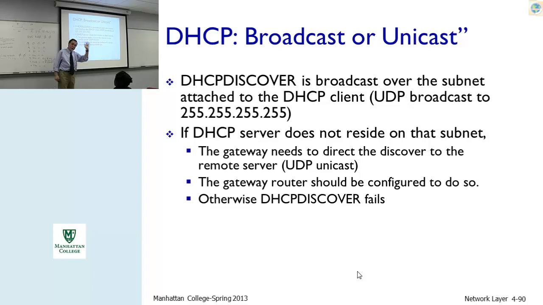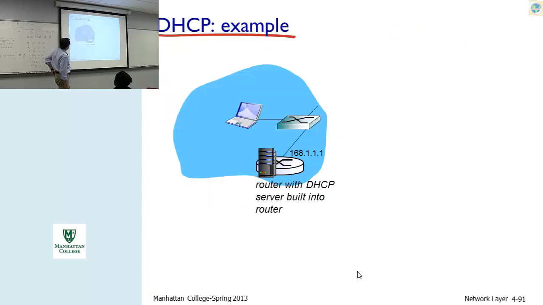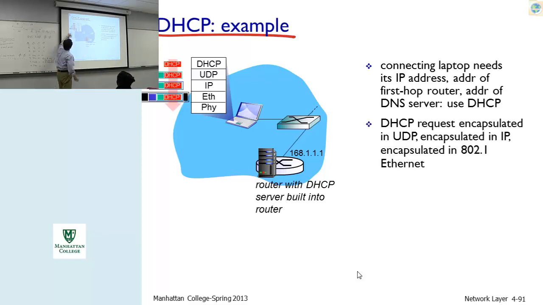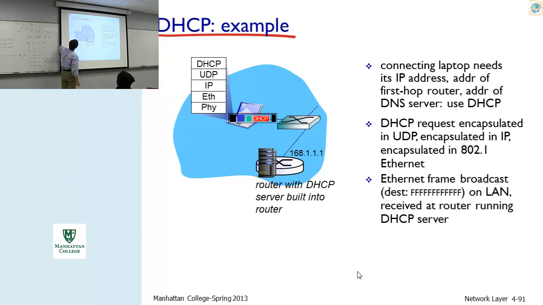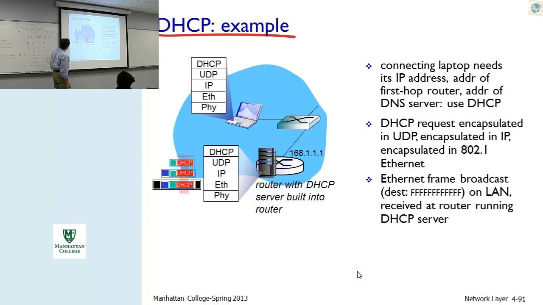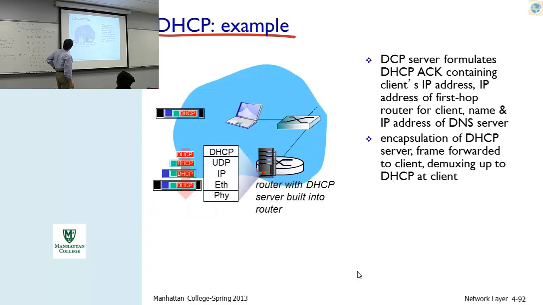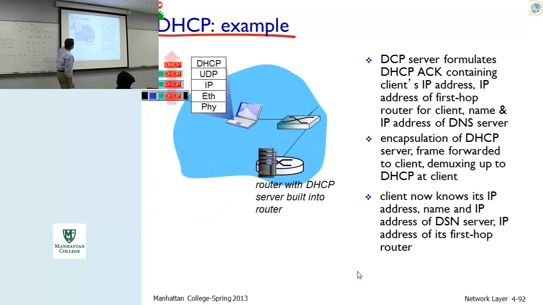So we have broadcast and unicast. Okay, DHCP example. You have a router with a DHCP server built into the router. By the way, DHCP is an application program. It sits at the application level. It uses UDP, then IP, then goes to Ethernet and makes a frame. Your request goes to the DHCP server, and then you get a reply and come back, and then you're done.